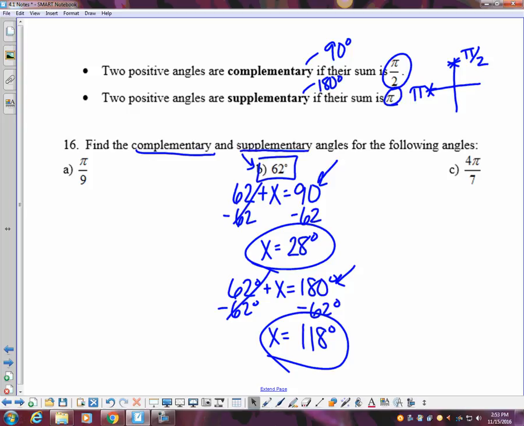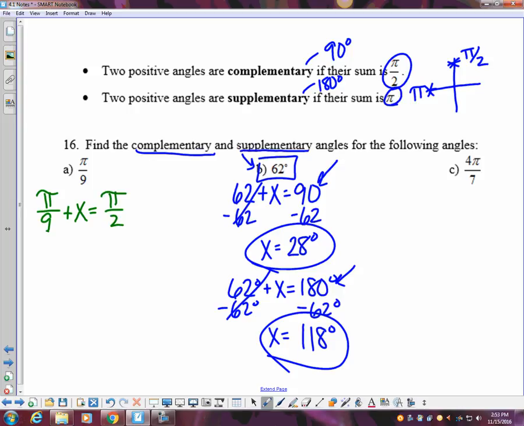Well, so for A and C, we're just changing gears, and we're just changing our brain to think radians. But you set it up the same way. That's my point. Watch this. Pi over 9 plus something. Now for complement, we're 90 degrees. That's due north. Okay? What's the radians for due north? It's pi over 2.